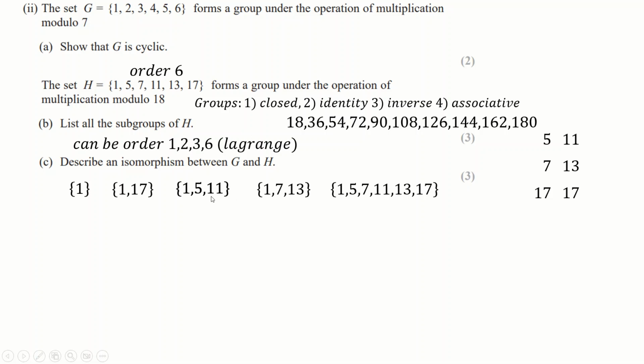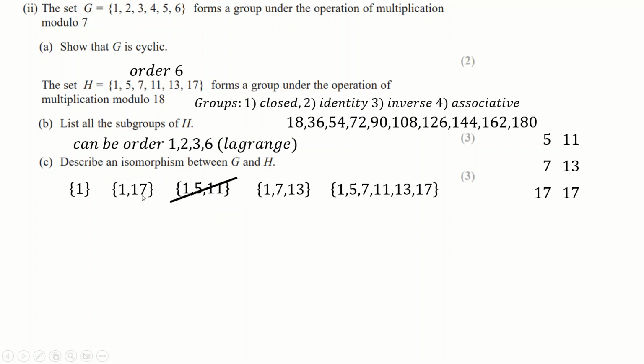Now one of these doesn't actually work, which is this one. And the reason it doesn't work is because if you took 5 and then multiplied by itself, 5 times 5 is 25, which is 7 mod 18. So this actually doesn't work because it's not closed. The subgroup isn't closed. I can generate other things that I didn't take into this group by using 5. So that actually doesn't work.